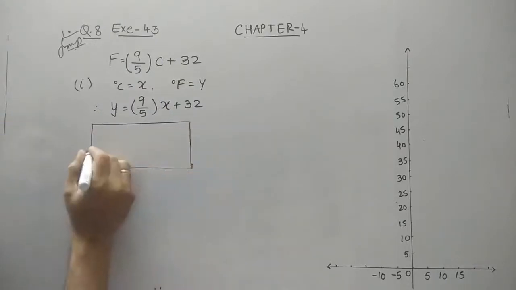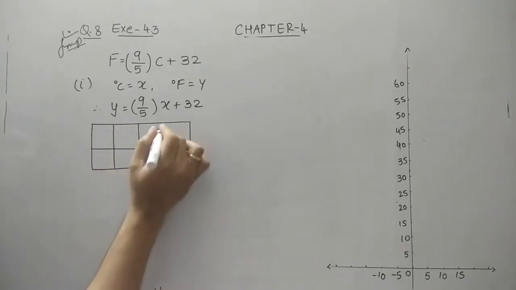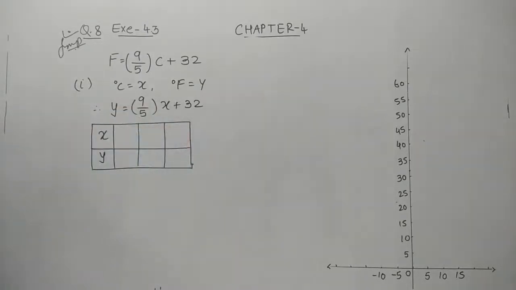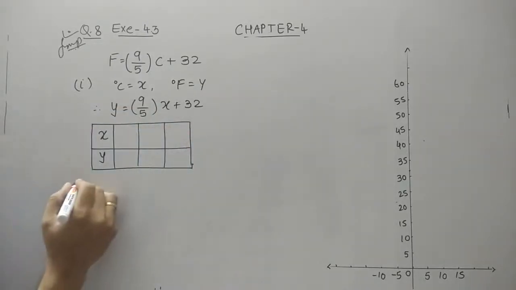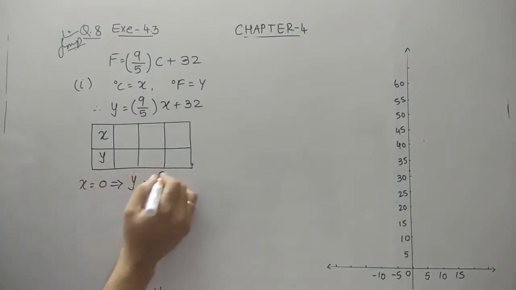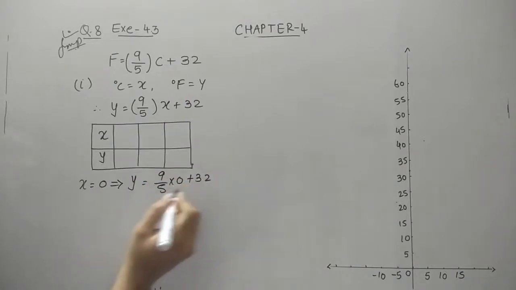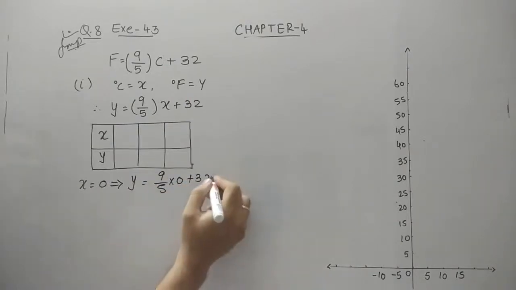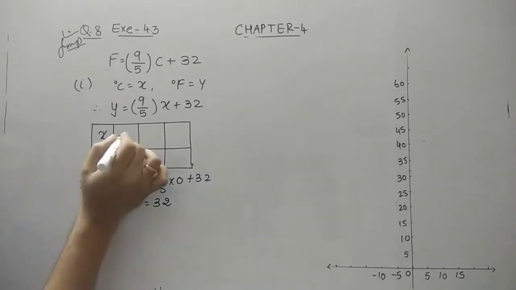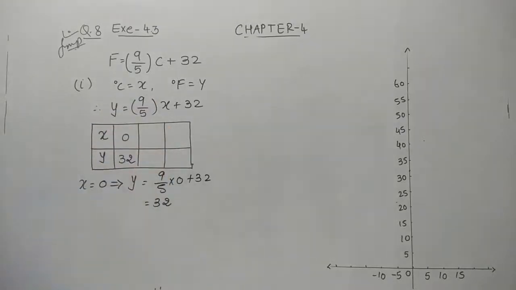So let us get at least 3 different coordinates to represent this on the graph paper. As x is in the equation, we will suppose values for x. Let us go for x equals 0. So we obtain the value of y, 9 upon 5 into 0 plus 32. We know that 0 multiplied with any number is 0, so the first value we obtain is 32. When x is 0, that means 0 degree Celsius is 32 degree Fahrenheit.